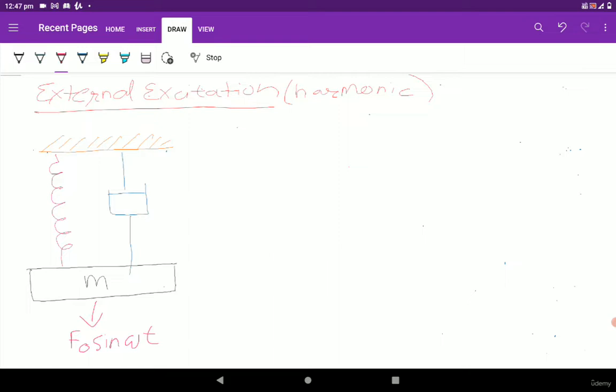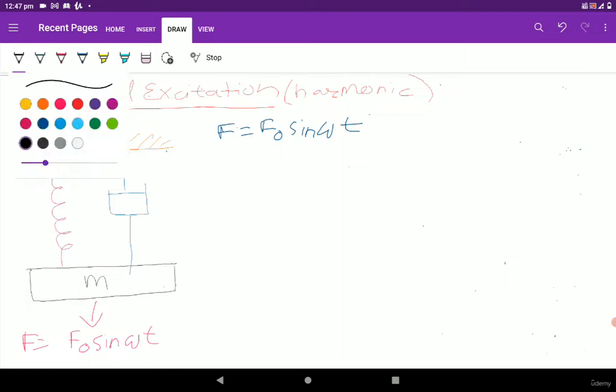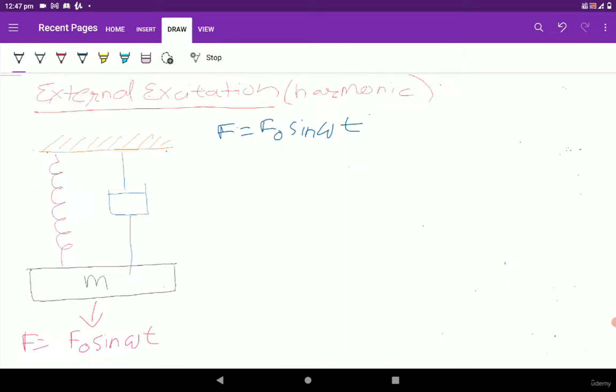So here F equal to F naught sine omega t, that is the external force. In this case, F naught is the amplitude of force, and omega is the frequency of force.